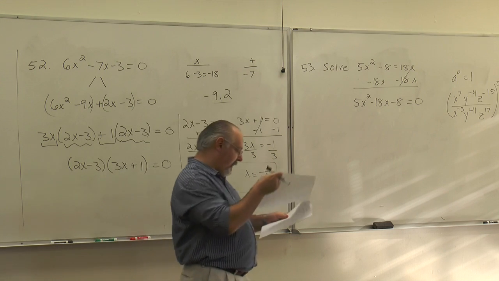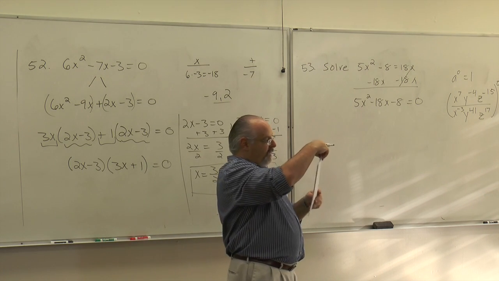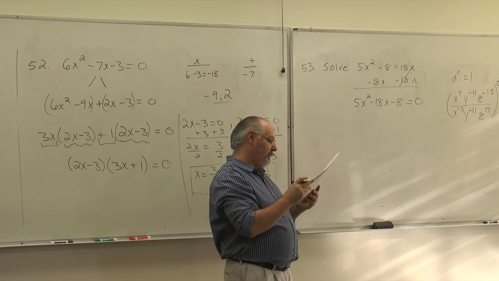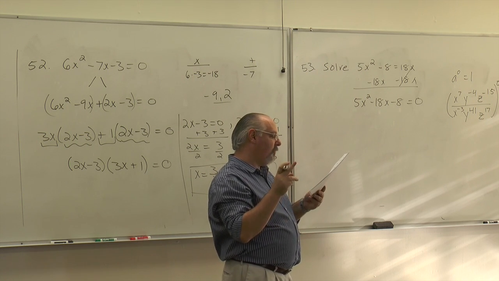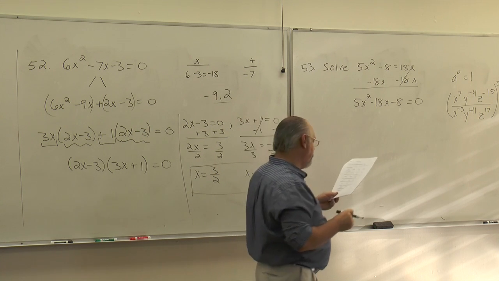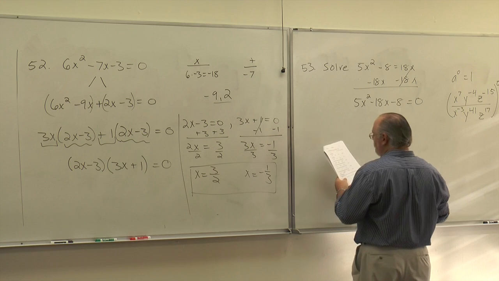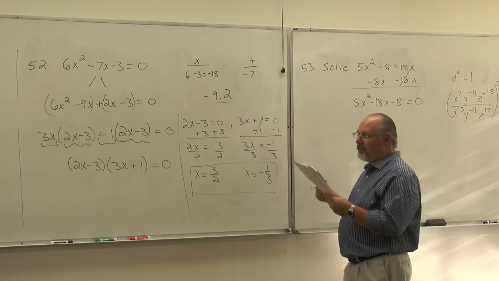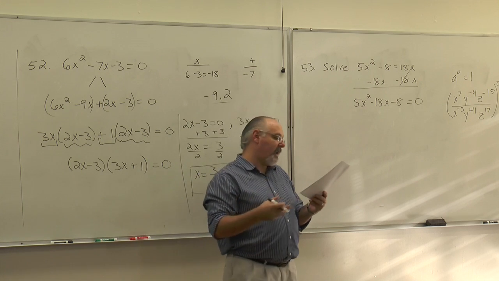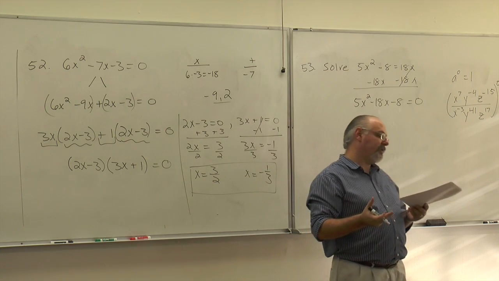All right, the next page, 55 to 61. Let me do 61, because 61 is a little tough. These problems are simplifying, multiplying, dividing, adding, and subtracting rational expressions.